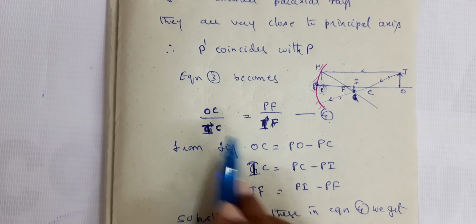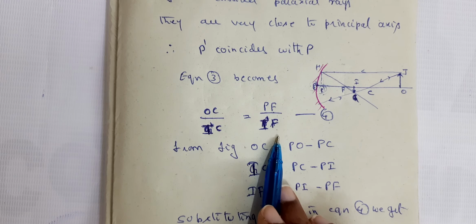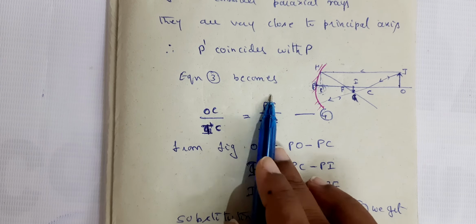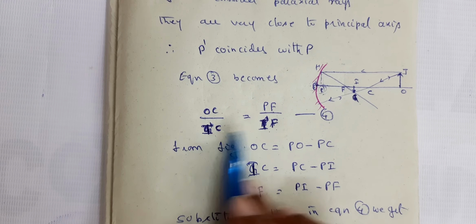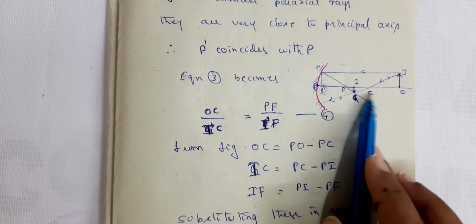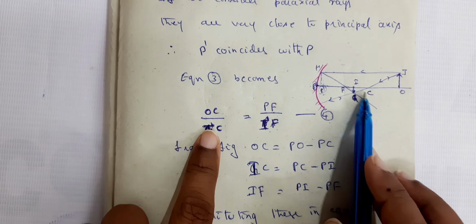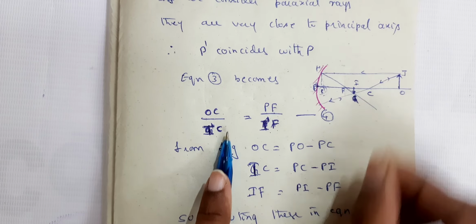I said all the terms which do not have P here, we are going to convert into terms of P. Right? PF no need, but OC we need to change, IC we need to change, IF we need to change. All in the similar manner. Right? OC is equal to PO minus PC. Similarly, IC. What is IC? This is IC. This one I need.